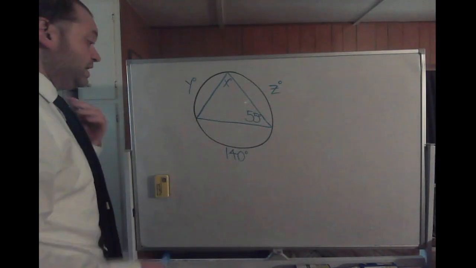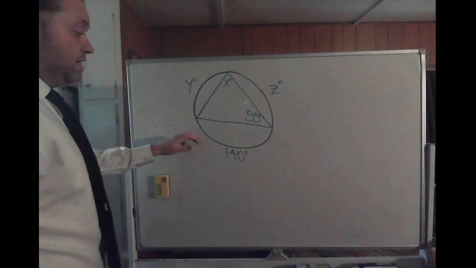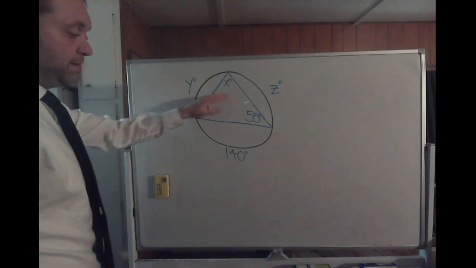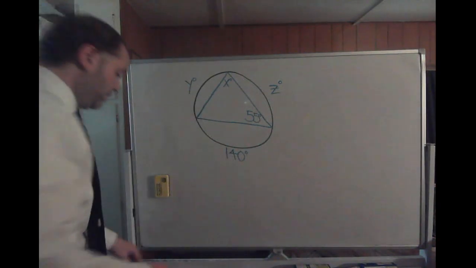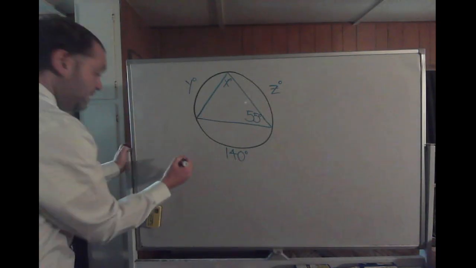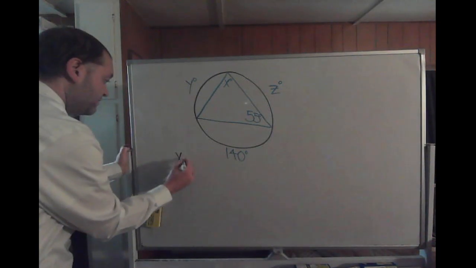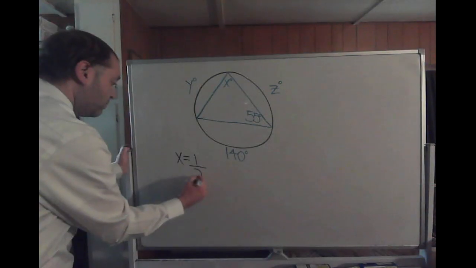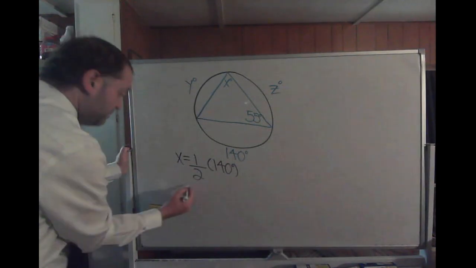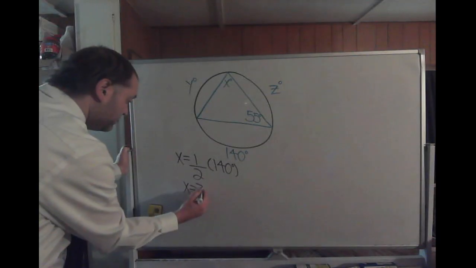Well, we'll start with X. X degrees is an inscribed angle that intercepts the 140 degree arc. So that means the inscribed angle, X, would have to equal half of the 140, which means that X would equal 70 degrees.